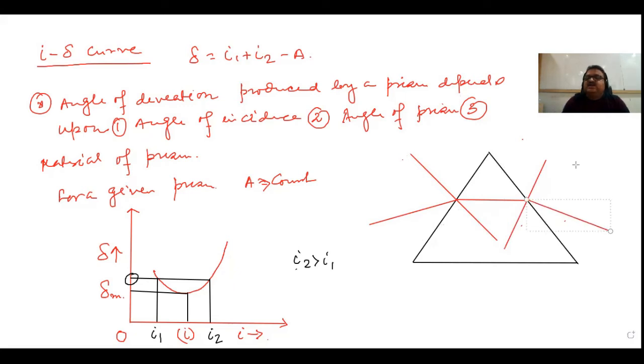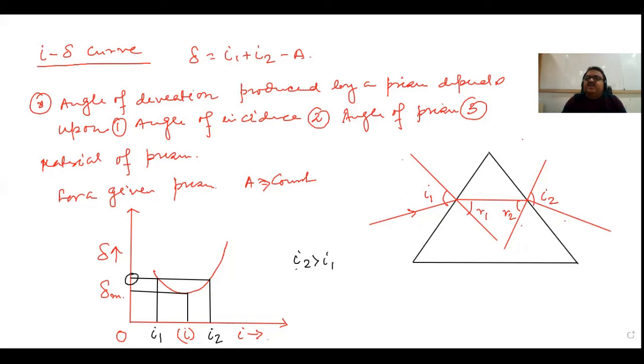And this is the emergent one. Now watch. This is I1, sorry. This is the incident ray, and this is the angle of incidence, I1. And this is R1, this is R2. And this angle is what? Angle of emergence, correct?